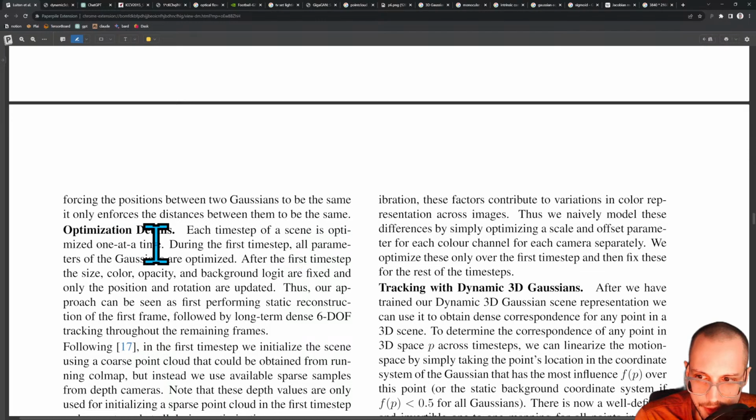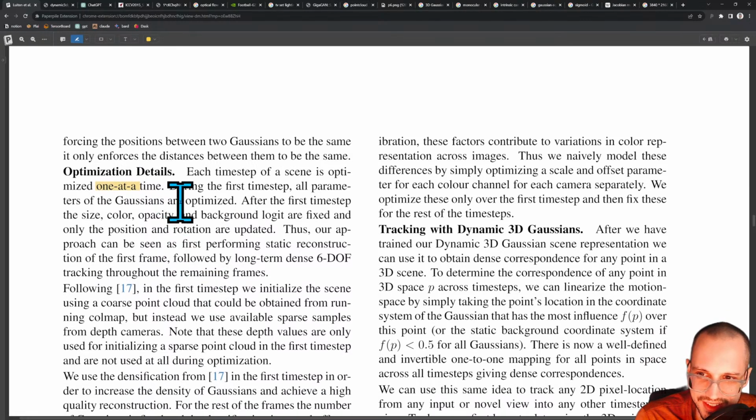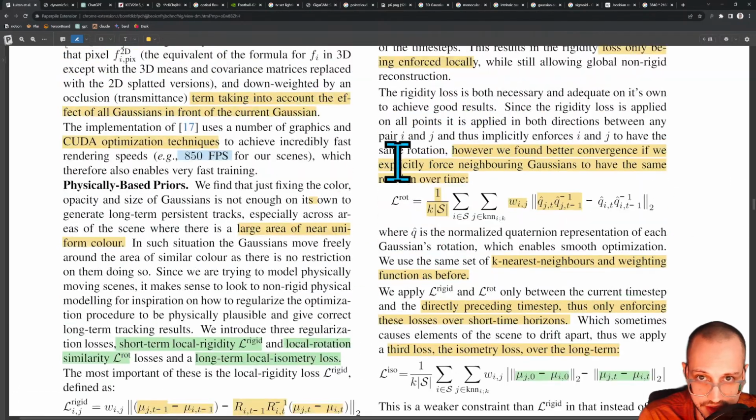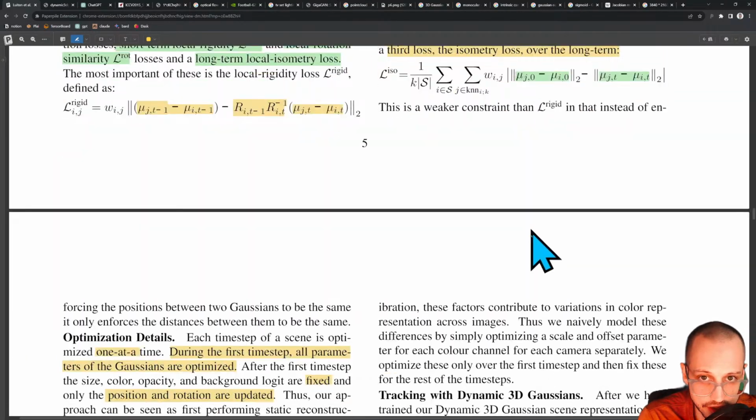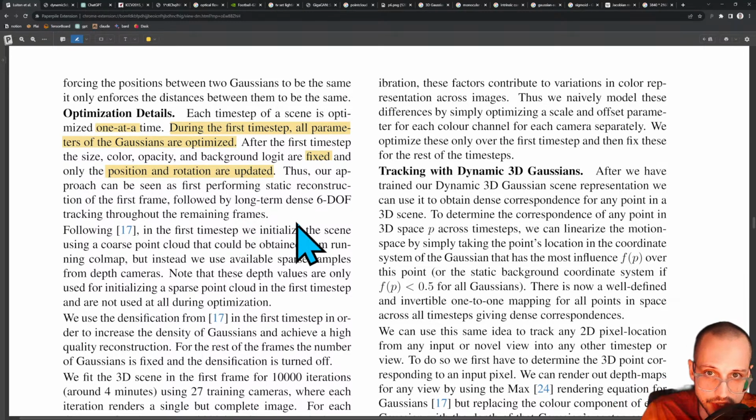Each time step of a scene is optimized one at a time. Why did they write it like that? That's kind of weird. During the first time step, all parameters of the Gaussians are optimized. That first time step is super important, because this is how you're going to get the actual color and the shape and the appearance of the Gaussians. But then after the first time step, the size, color, and opacity are fixed, and only the position and rotation are optimized. So basically it's a two-part optimization process. The first part is creating this static 3D Gaussian splatting scene, and then the second part of the optimization, where you're going to have these three losses, is where you're actually changing the position and the rotation.